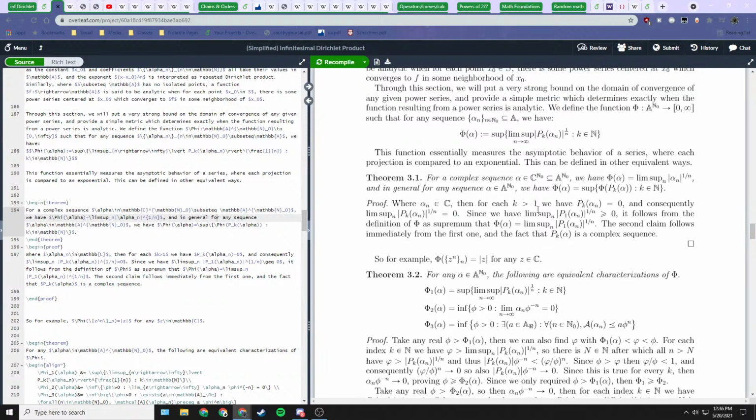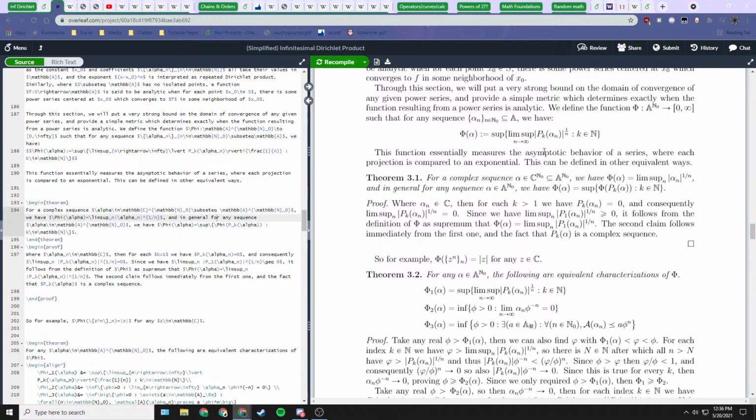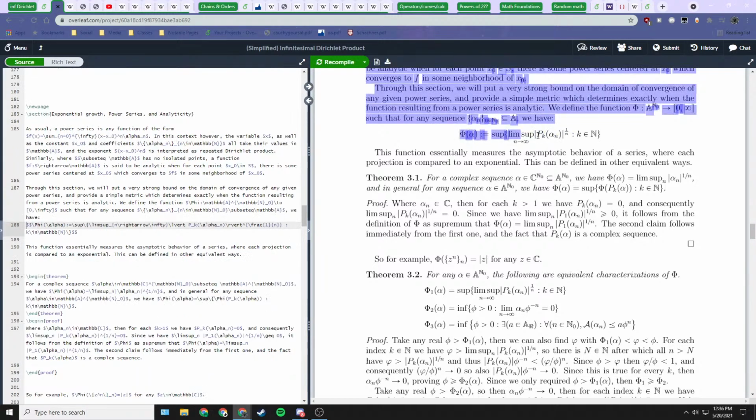And because all of these supremums are non-negative, and because our capital Phi function is defined as the supremum of all these projections, these lim supremums of the projections, it follows just by this definition that phi of alpha is just this first expression. So if we take a supremum of a bunch of non-negative things, and all of them except for the first one are 0, then it's just the first one. That's pretty straightforward.